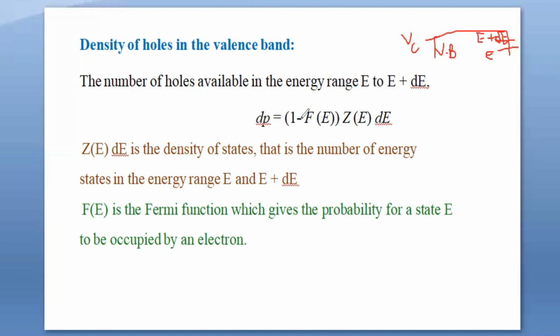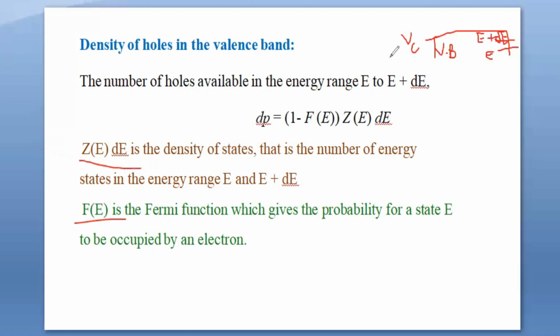So dp = [1 − f(E)] Z(E) dE, because f(E) gives the presence of the electron, and 1 − f(E) will give the presence of a hole. Here Z(E) dE, already discussed, is the density of states, and f(E) is the Fermi function of the electron.